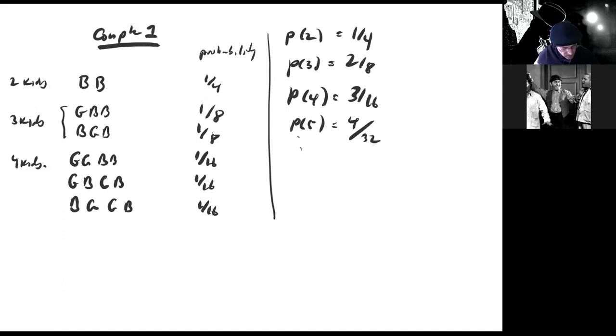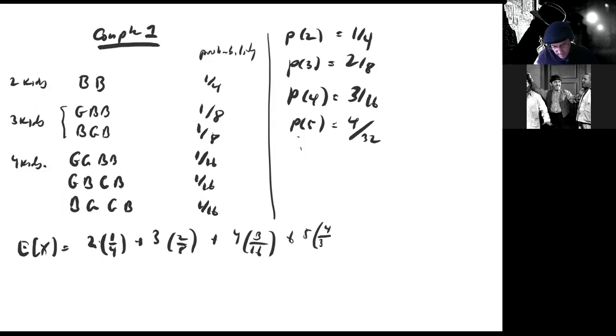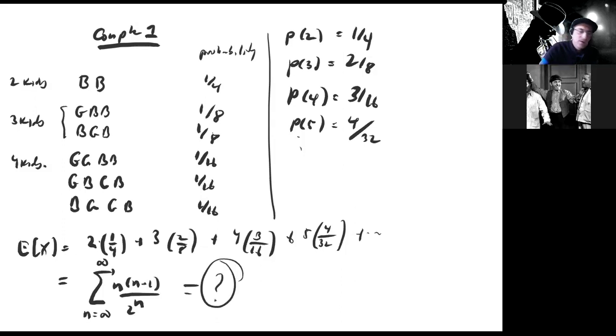Okay, and the expected value of the number of kids in this case is given by 2 times a quarter plus 3 times 2/8 plus 4 times 3/16 plus 5 times 4/32, etc. And you can write this as the sum of n, where n goes from 2 to infinity, of n times (n minus 1) over 2 to the power of n. And I have to compute this for you. So this is what I need to compute, and we're going to get a different answer than in the case of the previous couple.